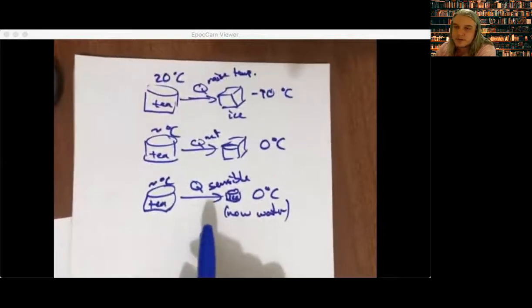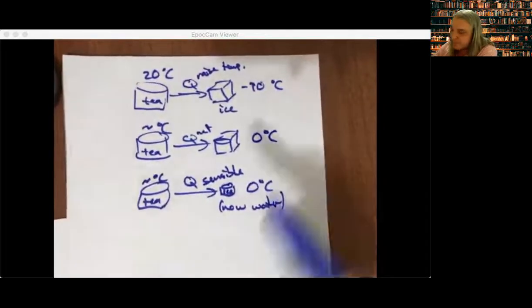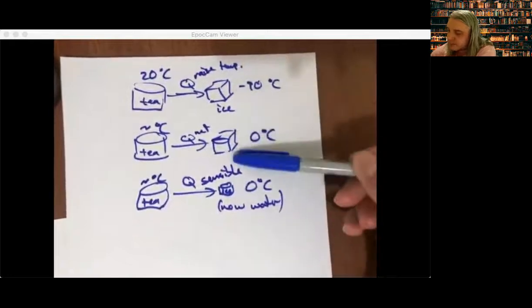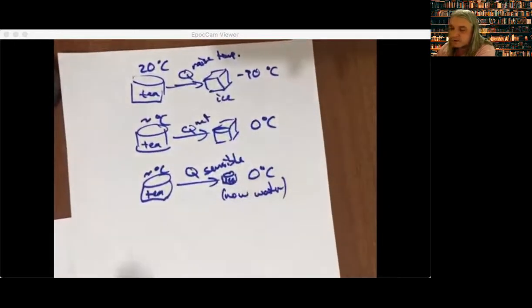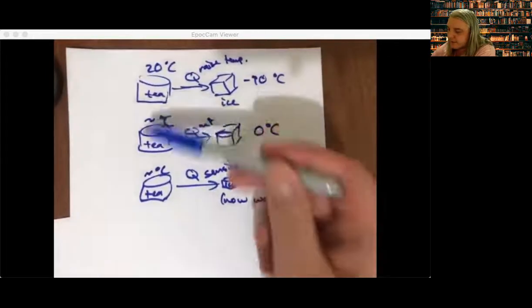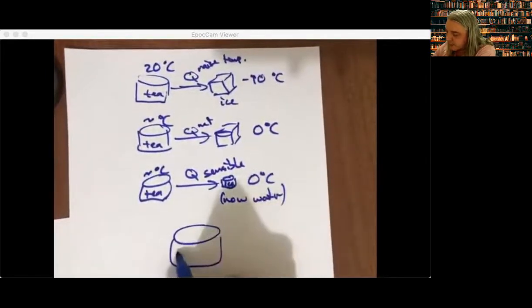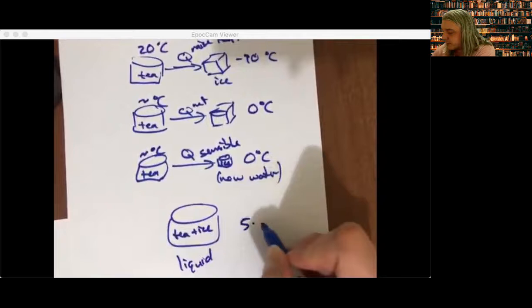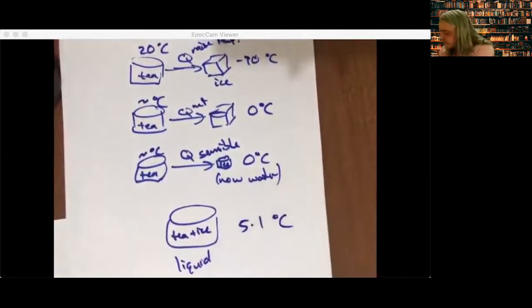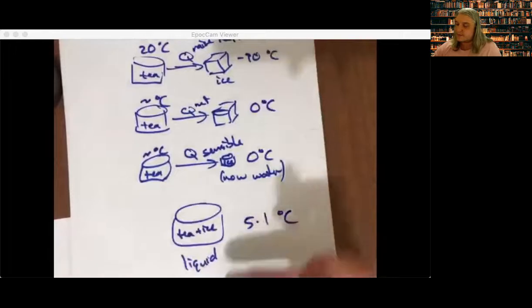There's no strict answer for mathematics to say, take this equation and apply it. You have to understand this whole system, what's going on, where the energy is going and how much energy is needed. And then you can use the mathematical formulas to figure out these different temperatures and where everything ends up. And obviously at the end, we end up with one big thing of tea plus ice, which is now all liquid. And as we saw, ends up at 5.1 degrees C.